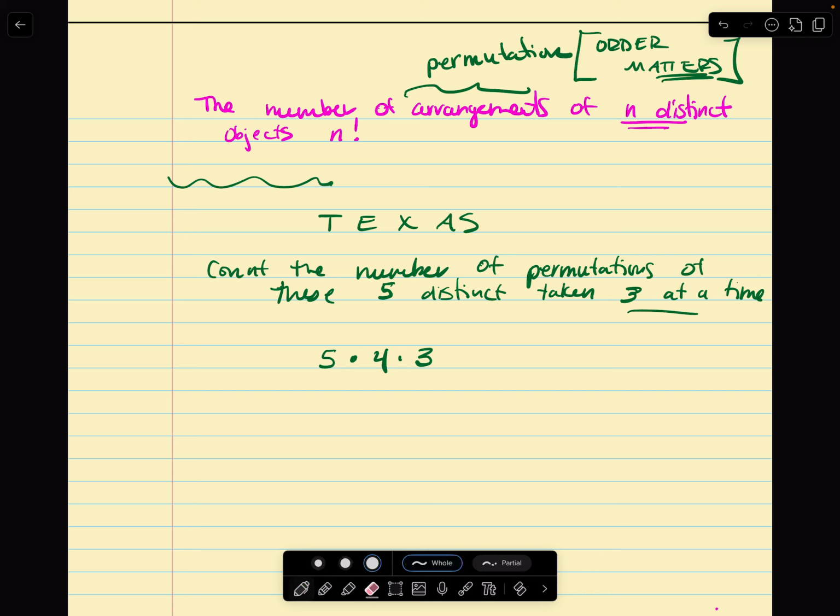So up above, when we did all 5 of these letters, it was 5 factorial. If I were to write this as factorial, we agree that that's 5 factorial. But I've just multiplied my correct answer with 2 times 1, which changes it. So if I just divide it back out, and by the way, 2 times 1 is 2 factorial, I do get what I wanted. So 5 times 4 times 3 is actually 5 factorial divided by 2 factorial.